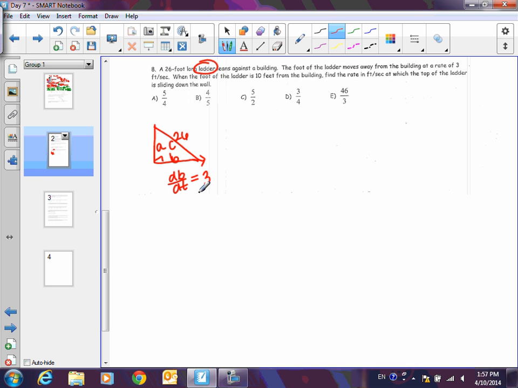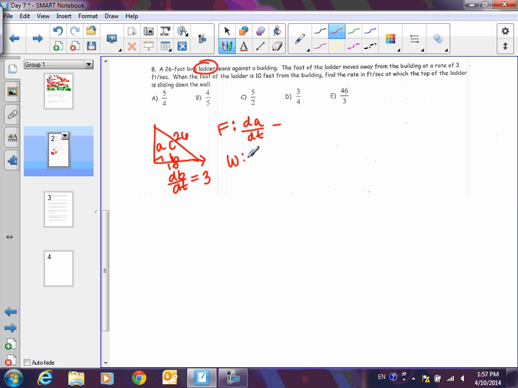All right, it says when the foot of the ladder is 10 feet from the building, find the rate in feet per second at which the top of the ladder is sliding down the wall. So what are we trying to find here? dA over dt. Which do you think that's going to be, positive or negative? Negative. It's going to be negative. Now, if you notice all your answer choices are positive, I'll explain that in a minute.